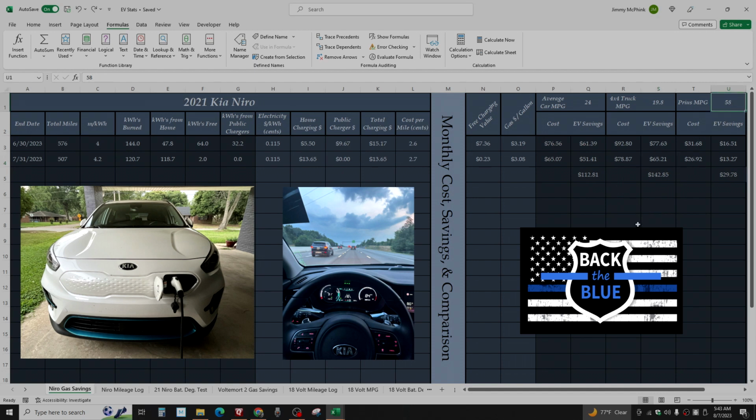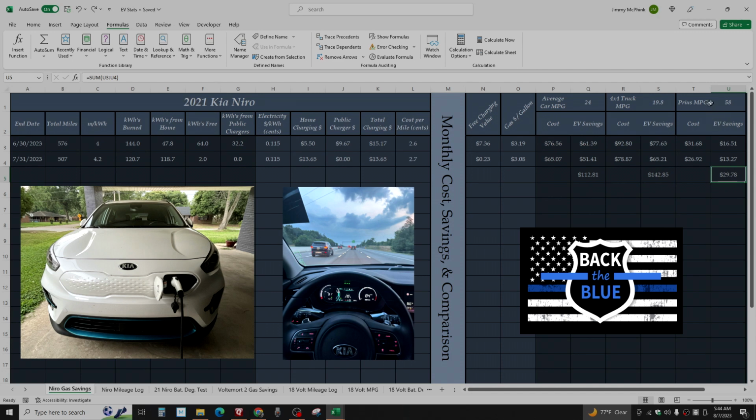Ultra gas-saving Prius, $13.27. And right here is the total for 2 months, which is actually more like a month and a half. $112.81 on the average car, almost $150 over my friend who has his gas-loving truck, and almost $30 over a Prius.